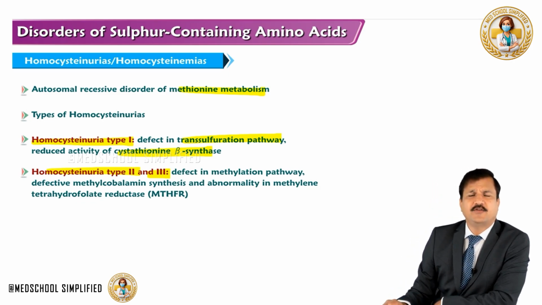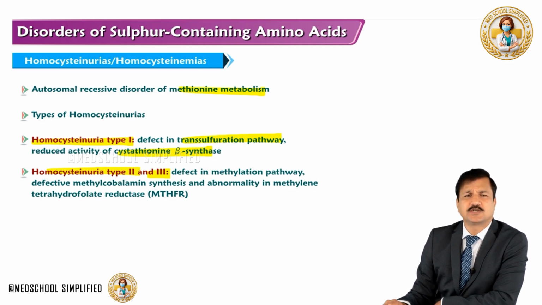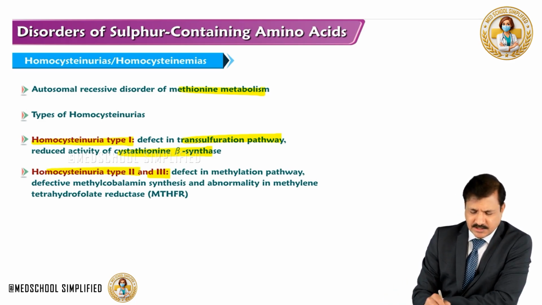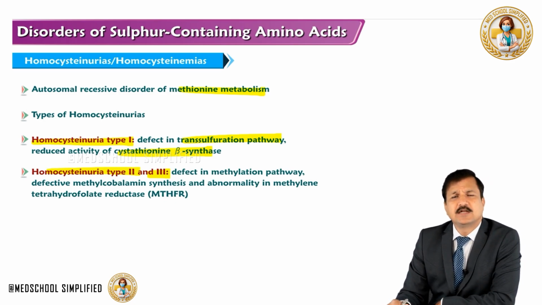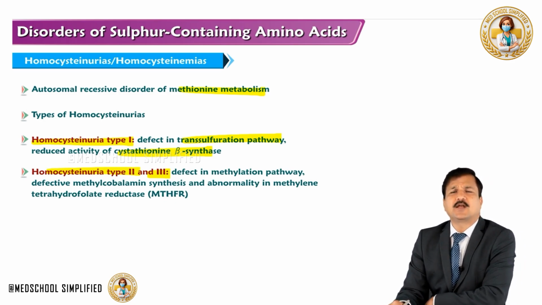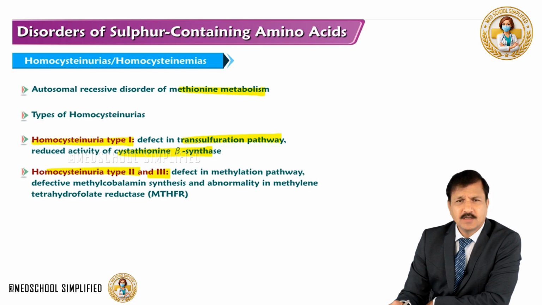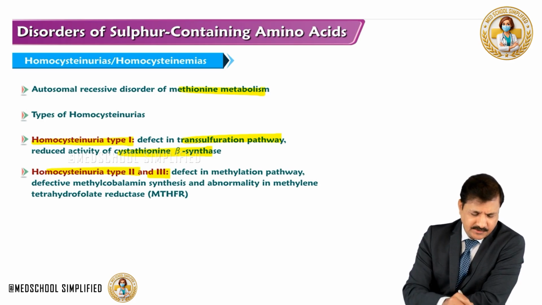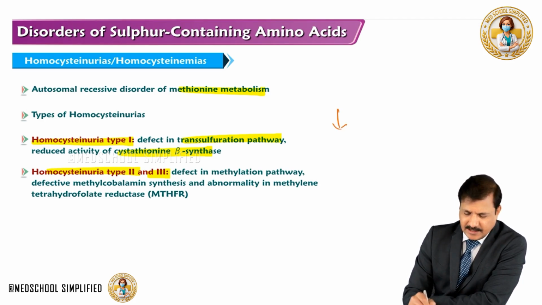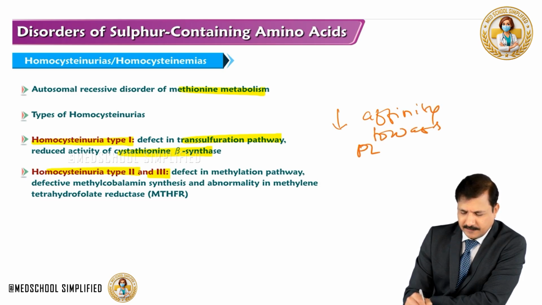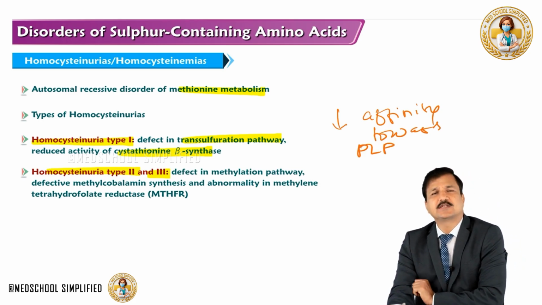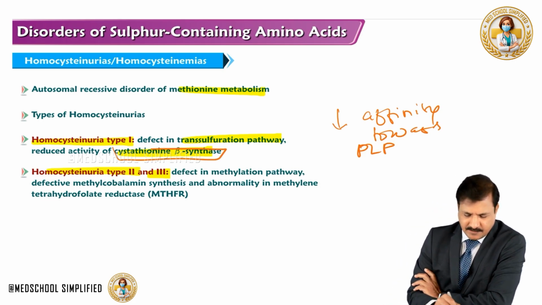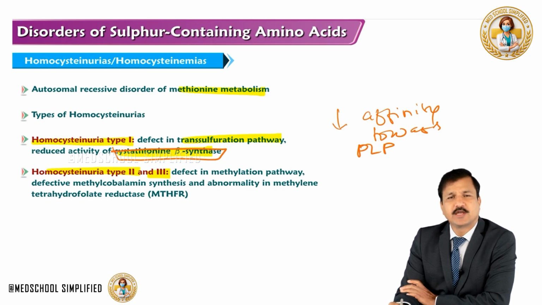So the kind of defect you see in homocystinuria type 1 is that the cystathionine beta synthase has decreased its affinity for pyridoxal phosphate. The mutation will lead to a defective enzyme, and that defective enzyme will decrease the affinity towards PLP. That is the common defect you see in the cystathionine beta synthase enzyme, leading to homocystinuria type 1.